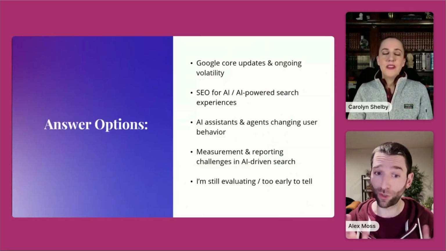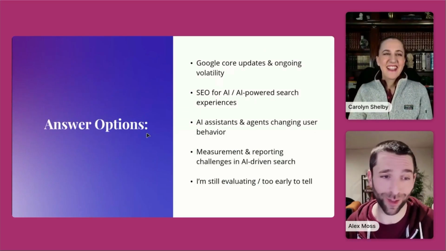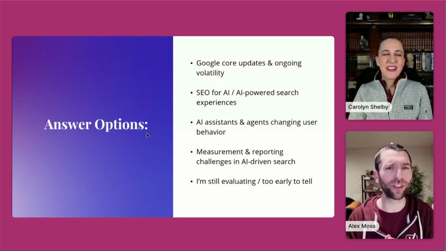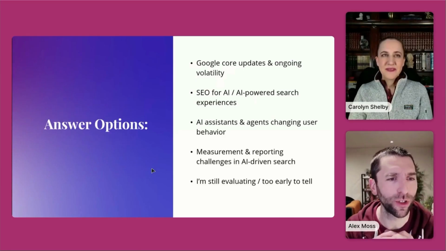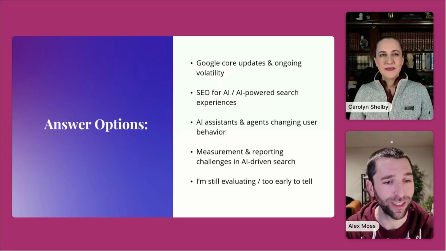So, we do have the options. We're giving you the options now. We don't just want you to say any old thing, but these are the options that you've got. So what do you think? What were you going to take? So we've got Google core updates and ongoing volatility, SEO for AI-powered search experiences, AI assistants and agents, measurement and reporting challenges as AI-driven search grows, and I'm still evaluating.